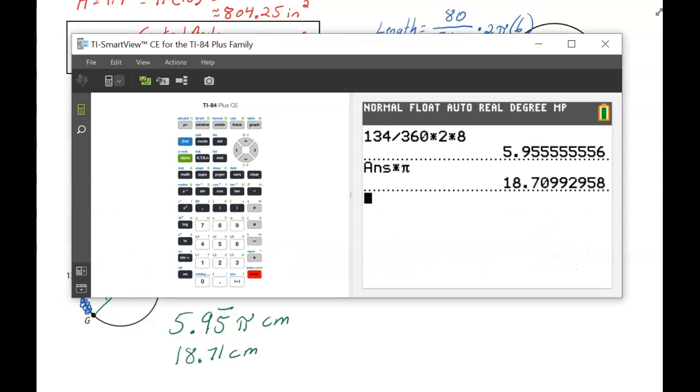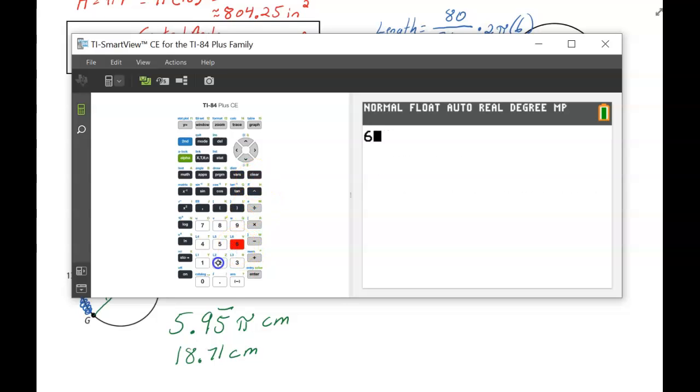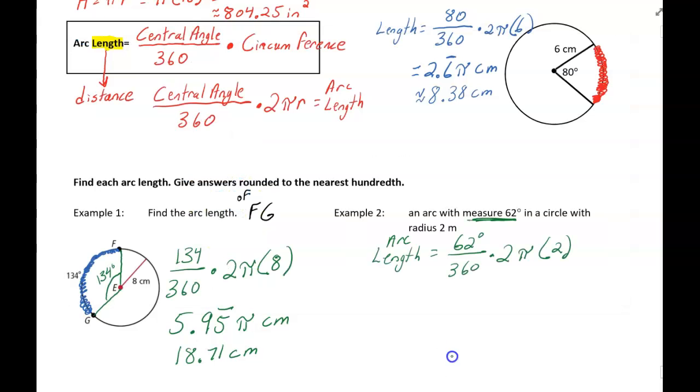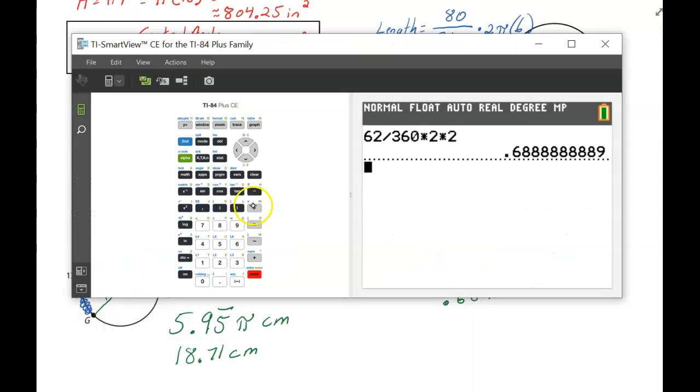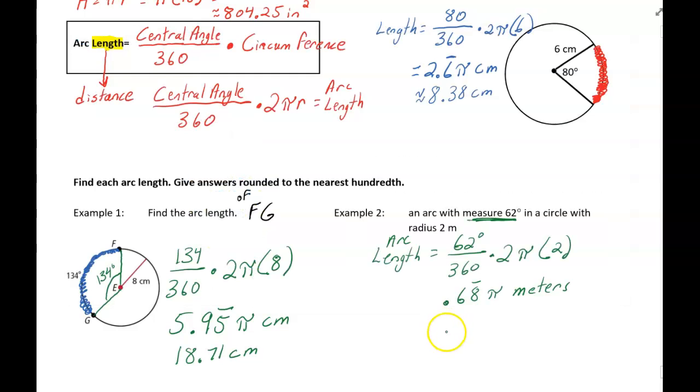So on my calculator, I'm going to do 62 divided by 360 times 2 times the radius, and you'll see you get 0.68 repeating, so it's 0.68 repeating pi meters. And then on our calculator we can say times, the ANS button will come up, second answer. So the arc length is around 2.16 meters.